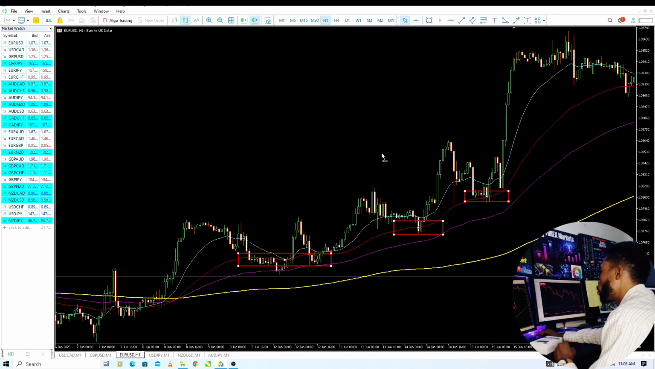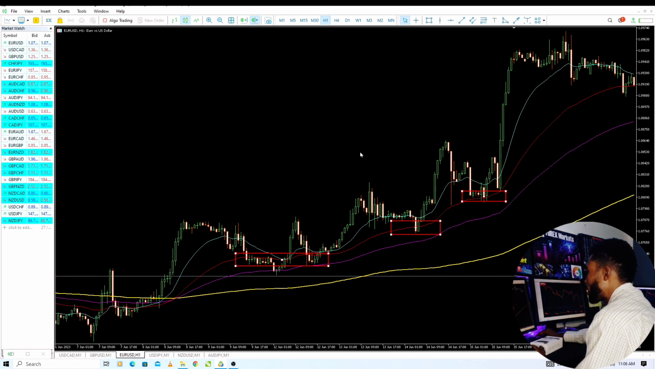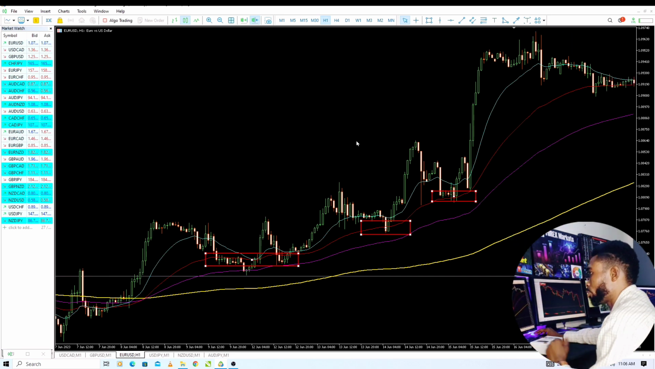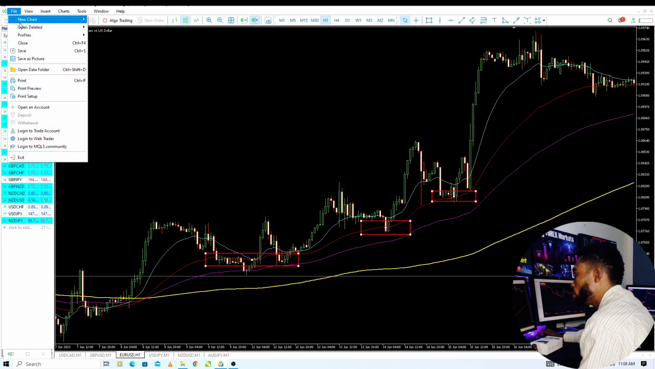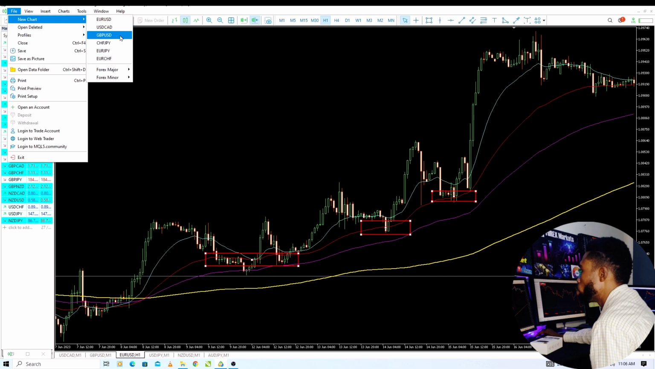So how do you trade with these moving averages? How do you plot moving averages on your chart to trade and make profit? And what are the rules you have to follow? The first thing I have to do is open a blank chart so that we start fresh. So file, new chart, and maybe any chart. New chart, maybe let's say pound USD.